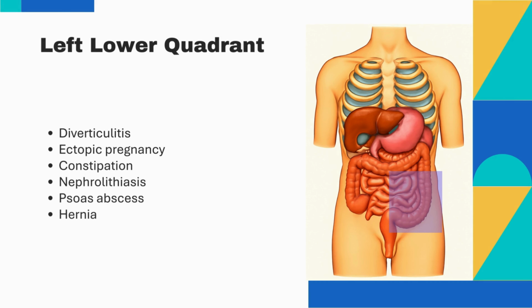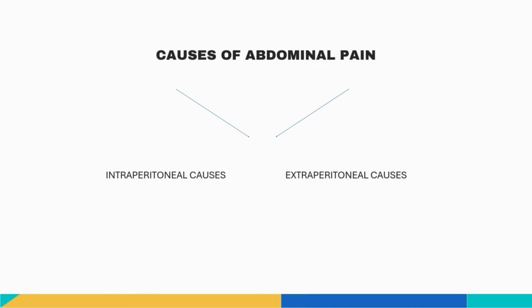Left lower quadrant. Finally, the left lower quadrant, which includes the sigmoid colon, part of the urinary tract and reproductive structures in females. Pain here may arise from diverticulitis, the most common cause especially in older patients. Ectopic pregnancy in females. Constipation, a frequent but often overlooked cause. Nephrolithiasis, kidney stones passing into the ureter. Psoas abscess with associated back pain. Hernias are also important to remember. Left lower quadrant pain usually points towards colonic or pelvic pathology.